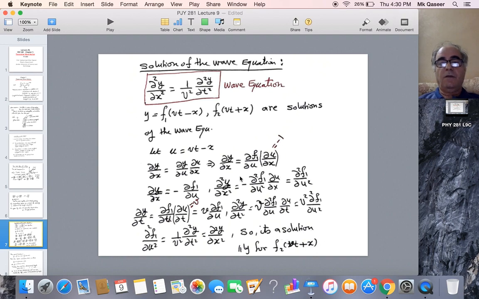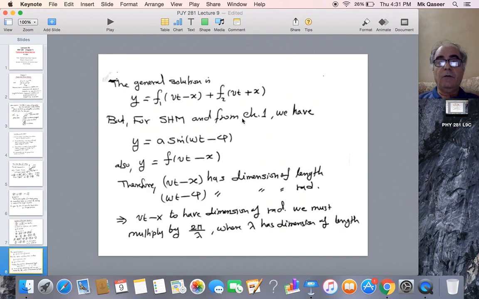The same thing can be done for the second function. Now, the most general solution is the linear combination of f1 plus f2.